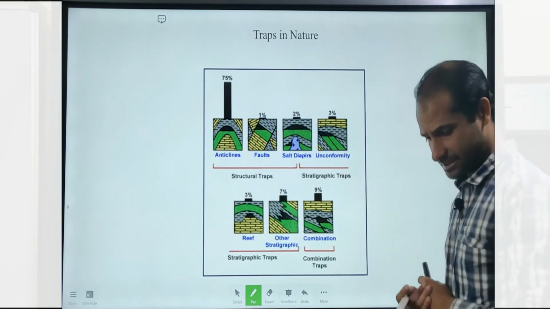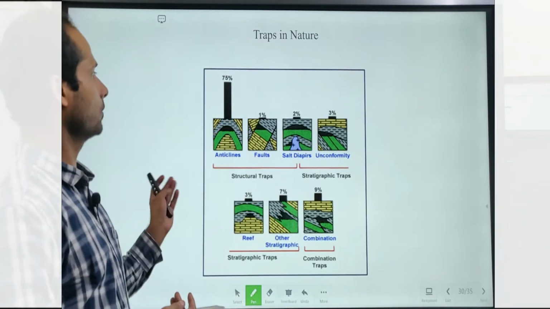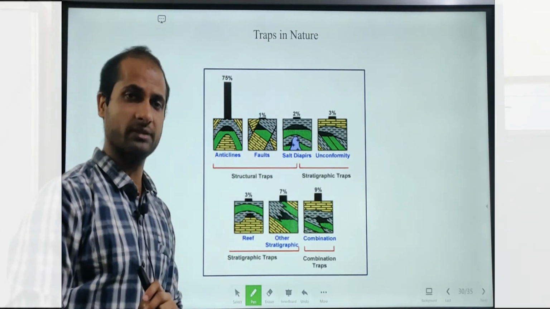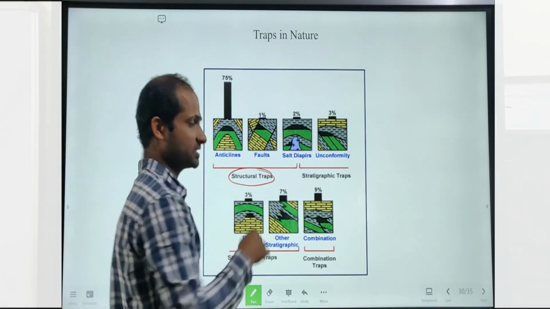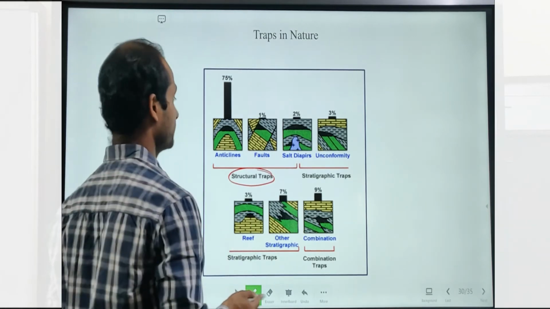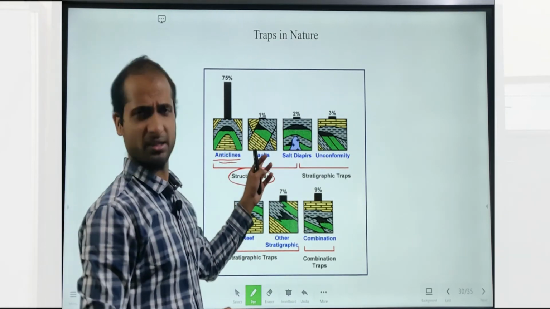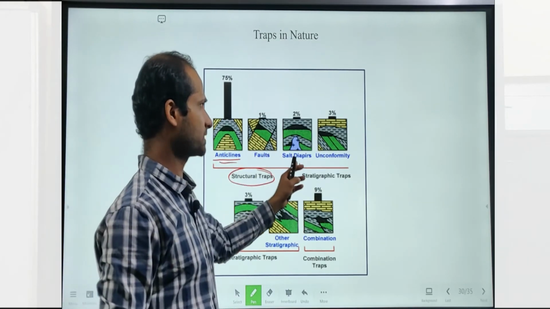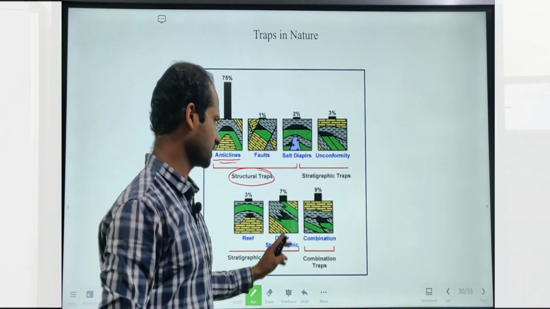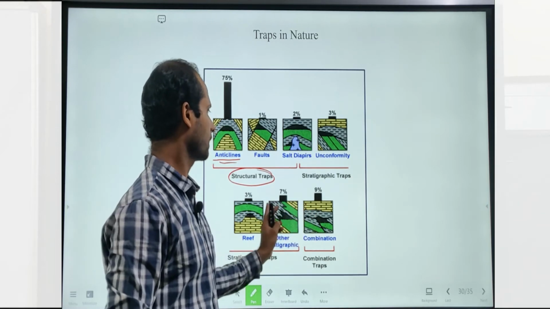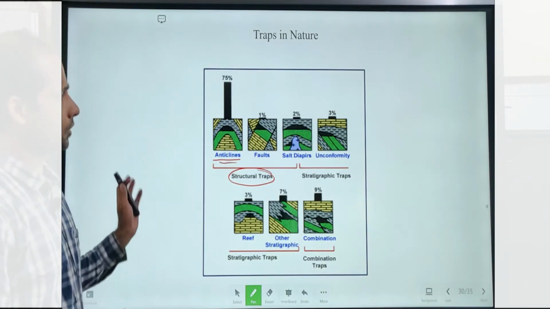Next, the abundance. We have already discussed in the previous classes the abundance of different types of traps. Structural trap is around 70% or more. We can see anticlinal traps are 75%, 1% is fault bound trap, salt diapir is 2%, unconformity is 3%, coral reef is 3%, other stratigraphic trap and combination trap combined 7% and 9%. Okay, this is how they appear.